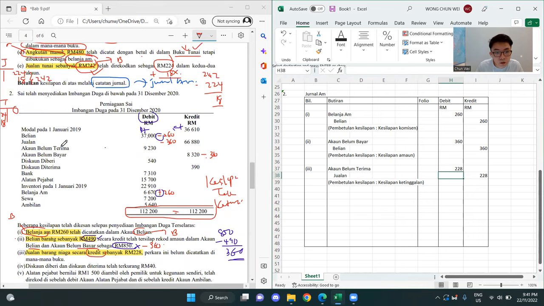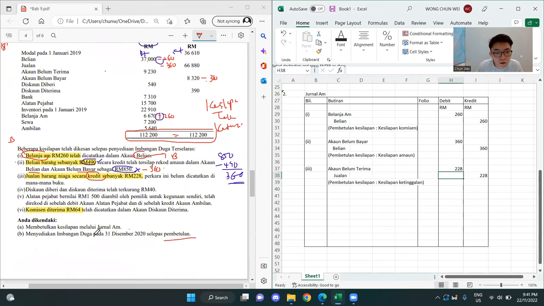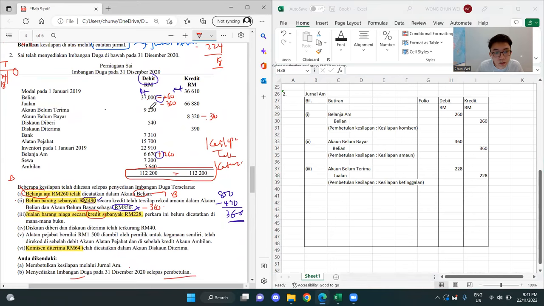Okay, so here, because later I have to do an imbangan duga selepas pembetulan, my ABT 9230, I have to plus 228. And then my jualan have to plus 228 also. So you can see that plus is on the same side. So if my ABT is on the debit side, I plus, I debit back my ABT. Same goes to your jualan. On the credit side, I plus, put it on the same side also, you credit.